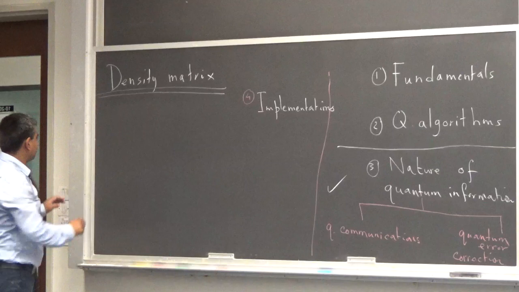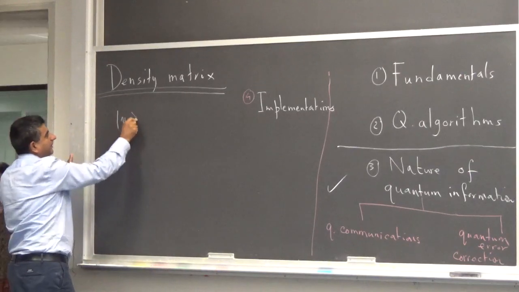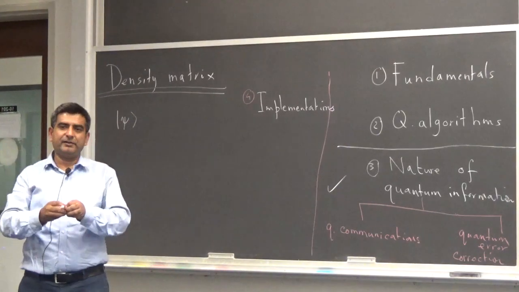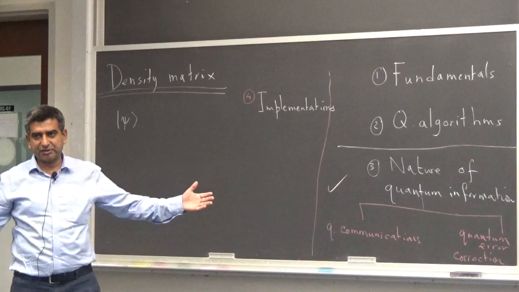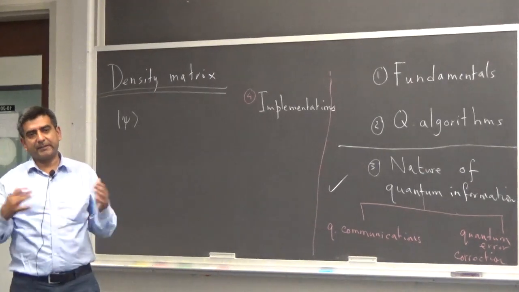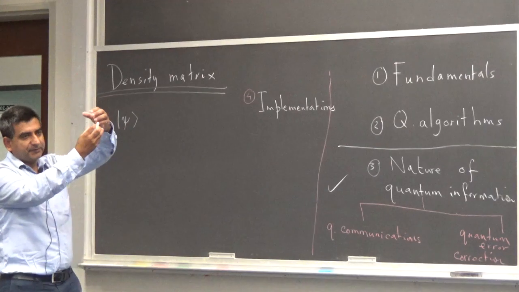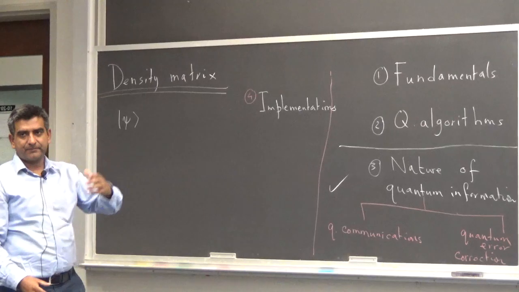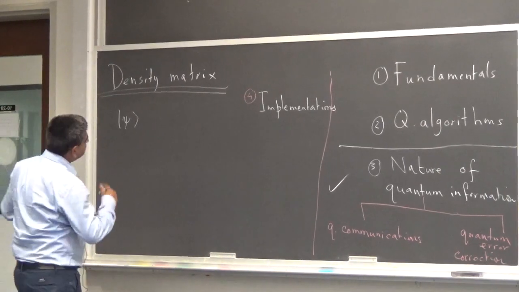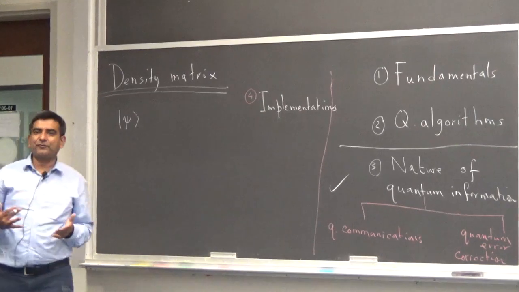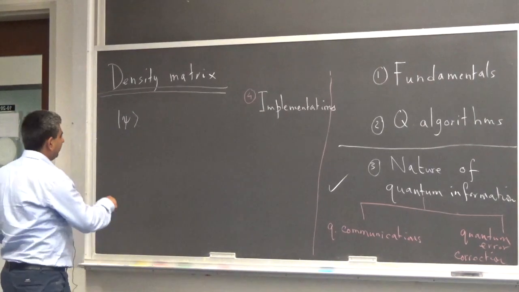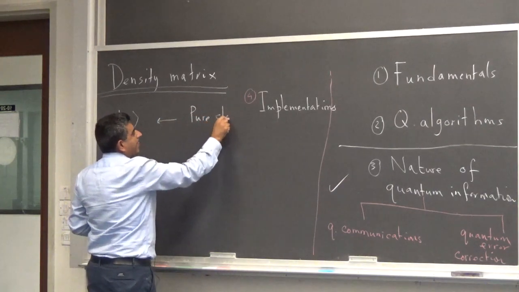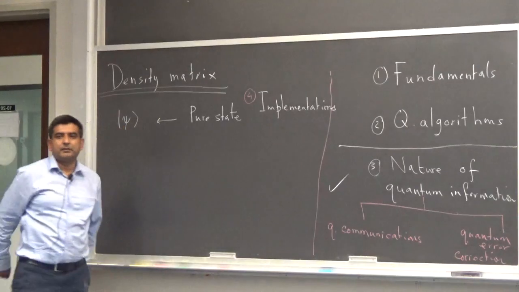So suppose I have a quantum state psi. Now this is a ket. This lives in a Hilbert space. It could be capital N dimensional. So if you have small n qubits, the dimension is 2 raised to power n, so it becomes a capital N length column vector. So this is a quantum state. But this is a special kind of quantum state, and that's not the only kind of quantum state that exists. This is a state that is called a pure state.